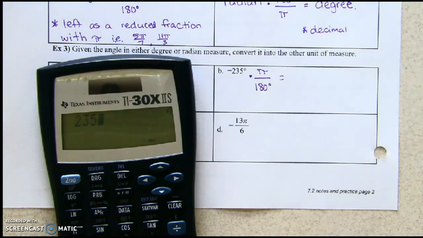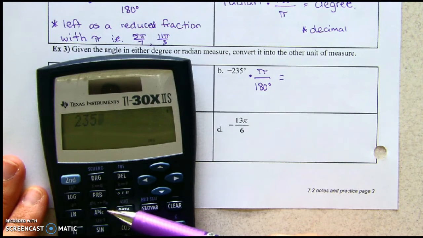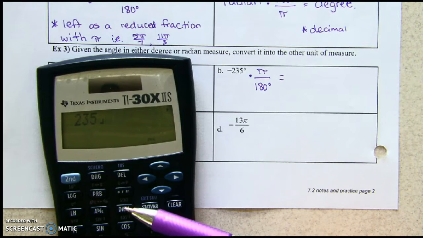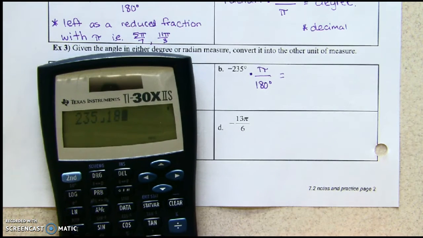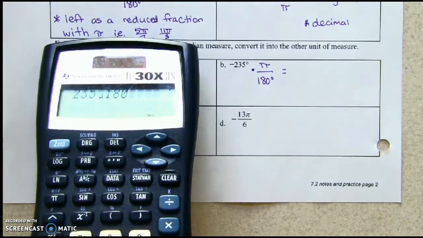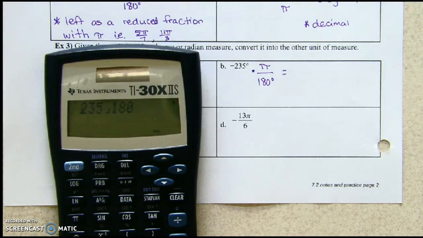Find a button on your calculator that looks like a fraction. Do you see it? Do you see this ABC button here? Click that. And then put in 180. What about the pi? Don't worry about the pi. Don't type it in either. So it should look like that: 235, ABC, 180, and hit equals.